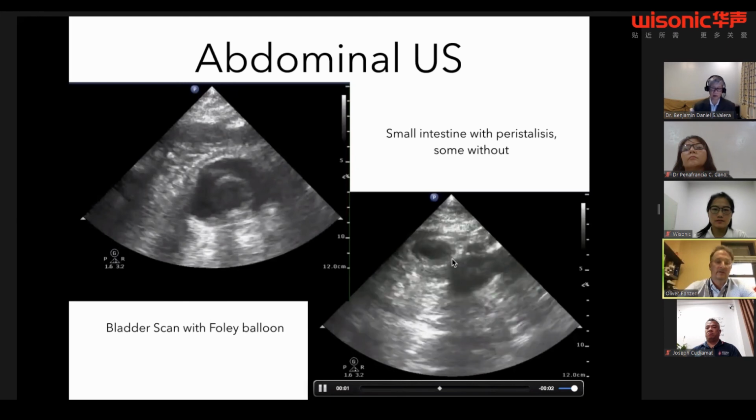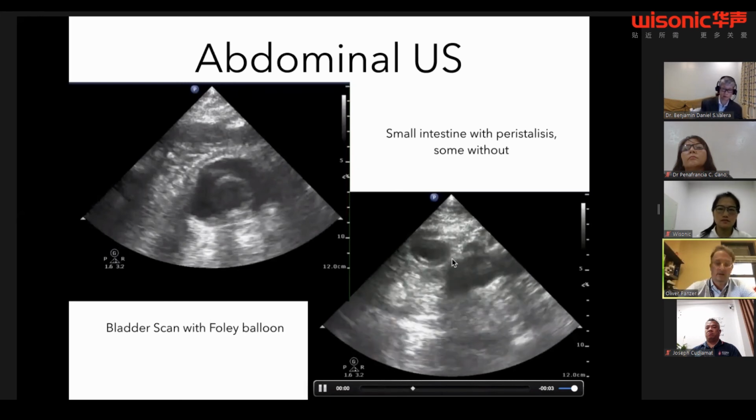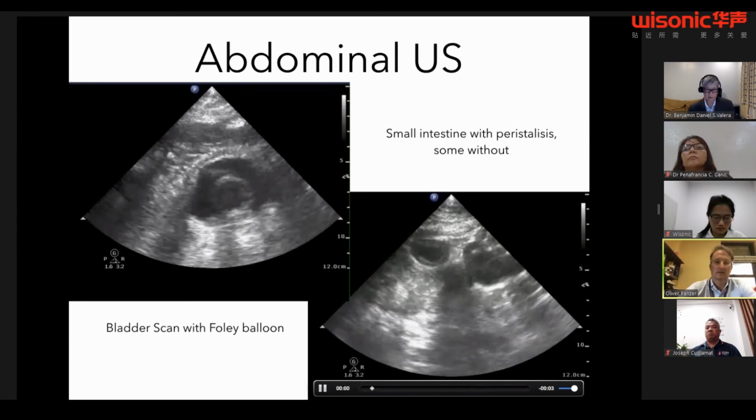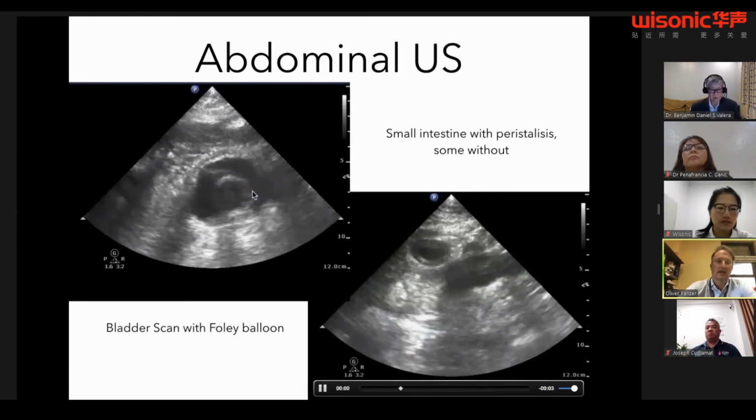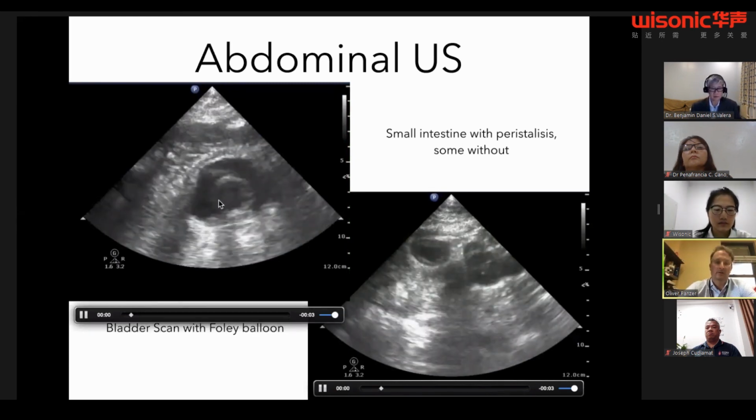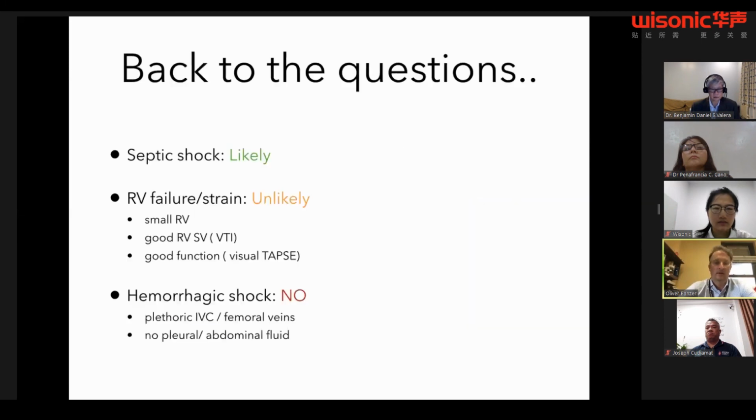And with these patients being so hypercoagulable, we decided to do a CTA of the mesenteric arteries to rule that out. And here you can see the bladder with the Foley balloon in the right position, which is a thing I do when I scan with the ultrasound.